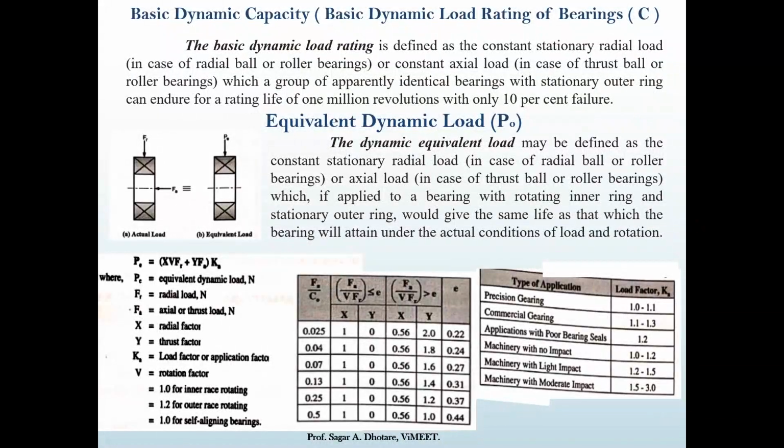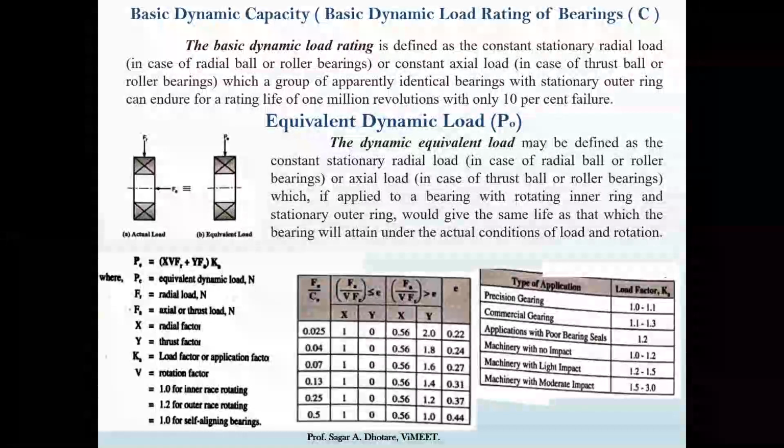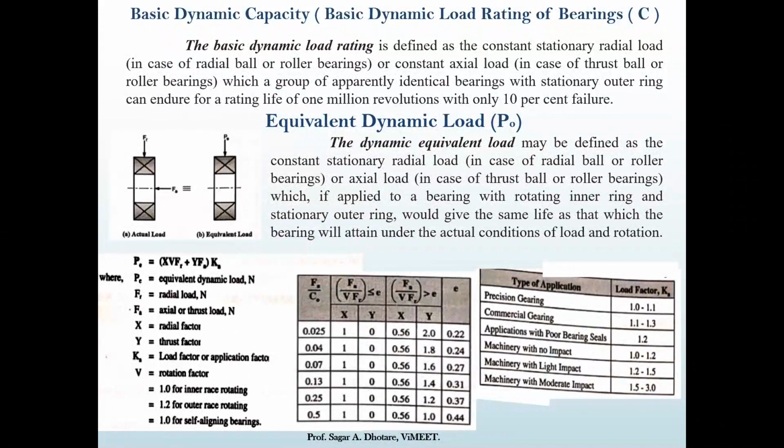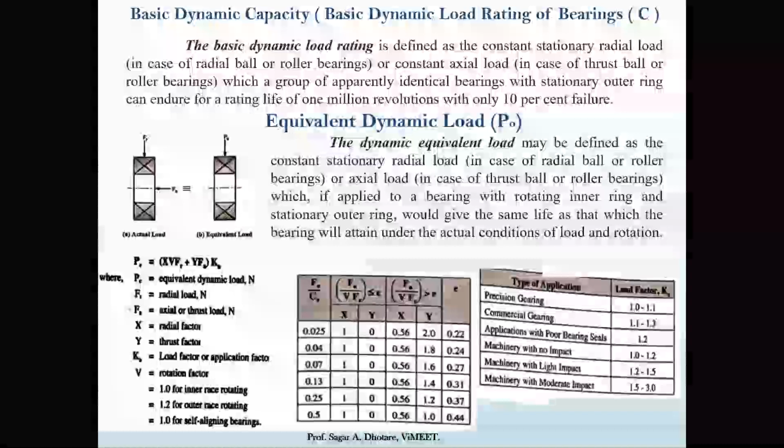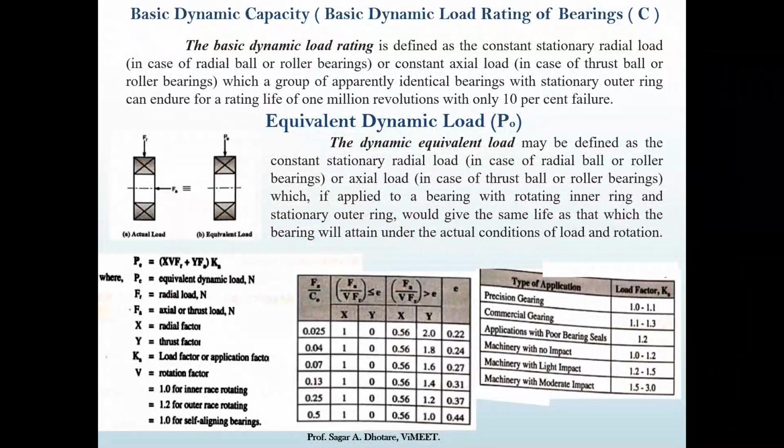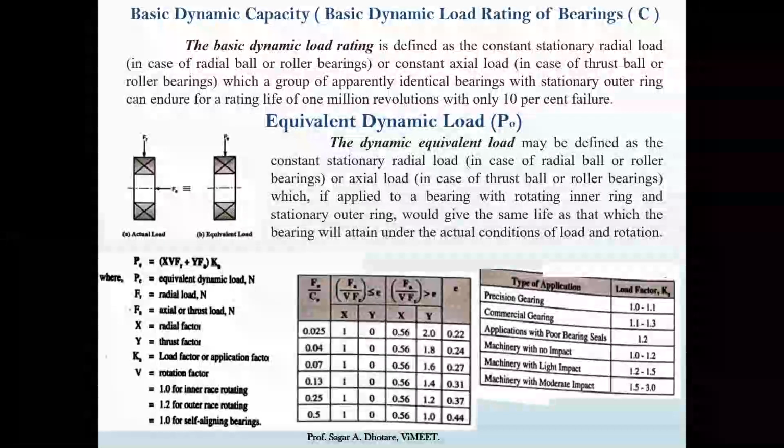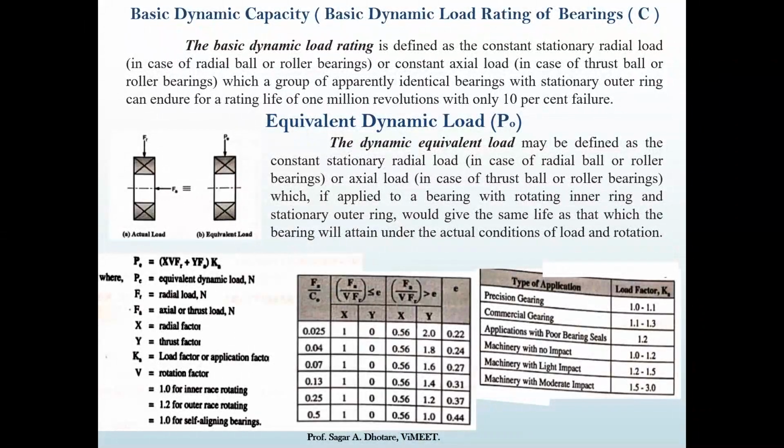Okay, we have already discussed the definition of the equivalent dynamic load. The formula for that is P = (X V FR + Y FA) × K. With respect to the previous equation, some nomenclature has been added. P is equivalent load, FR is radial load, FA is the axial or thrust load, X is the radial factor, Y is the thrust factor, K is the load factor, or you can say service factor or application factor, and V is the rotational factor.